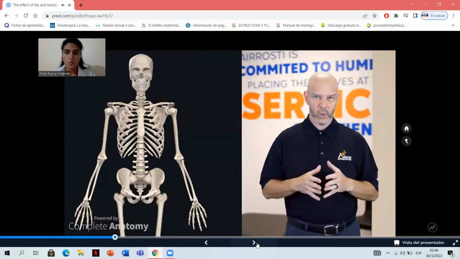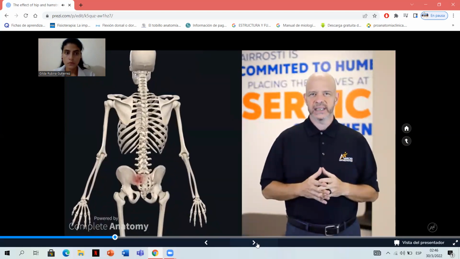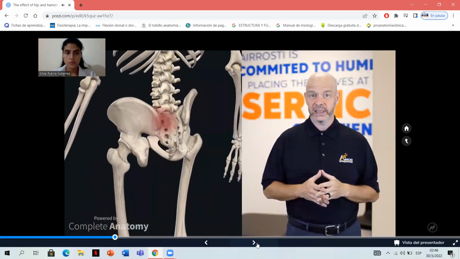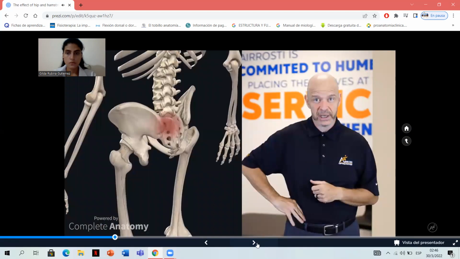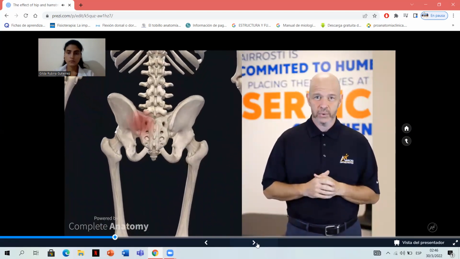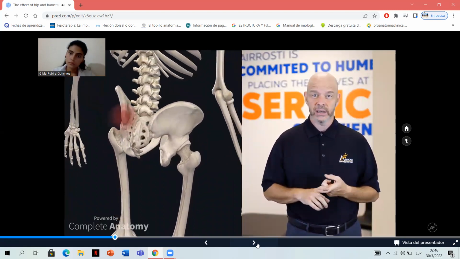Well, let's talk about what the SI joint is first. The SI joint is a connection between your sacrum and your ilium. Your sacrum is your tailbone, and the ilium is where you can put your hands on your hips, okay? What happens is this connection between those two bones can be injured through overuse, through running, lifting, walking, or sitting for long periods of time.